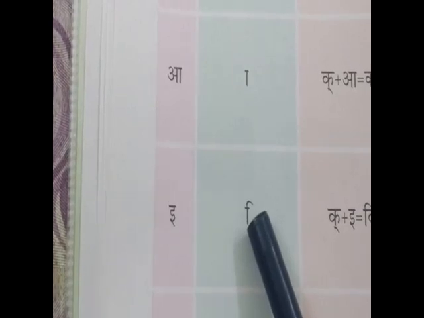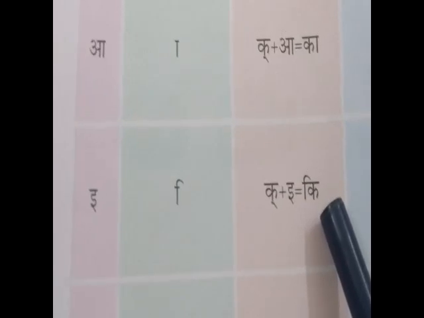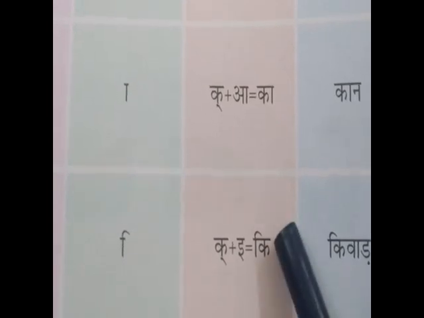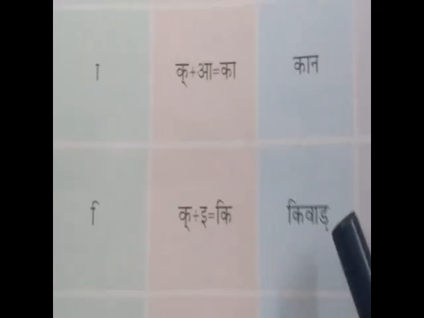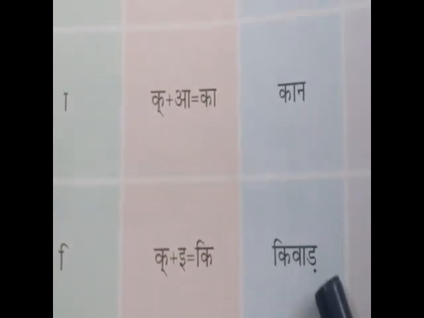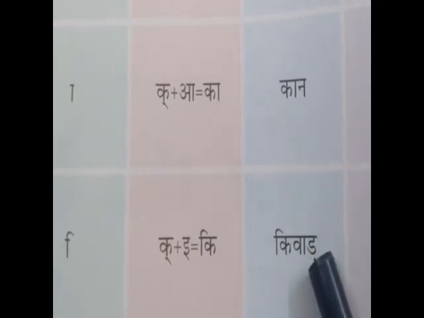Okay. So next one is small i. छोटी इ की मात्रा. The symbol is छोटी इ की मात्रा. Now again we are coming to half ka. Half ka plus i will give you ki. You have to pronounce it as ki. And you can see here, once you write ka, just before the letter you have to put this matra. And the word which we are getting from this letter is kiwad. Kiwad.